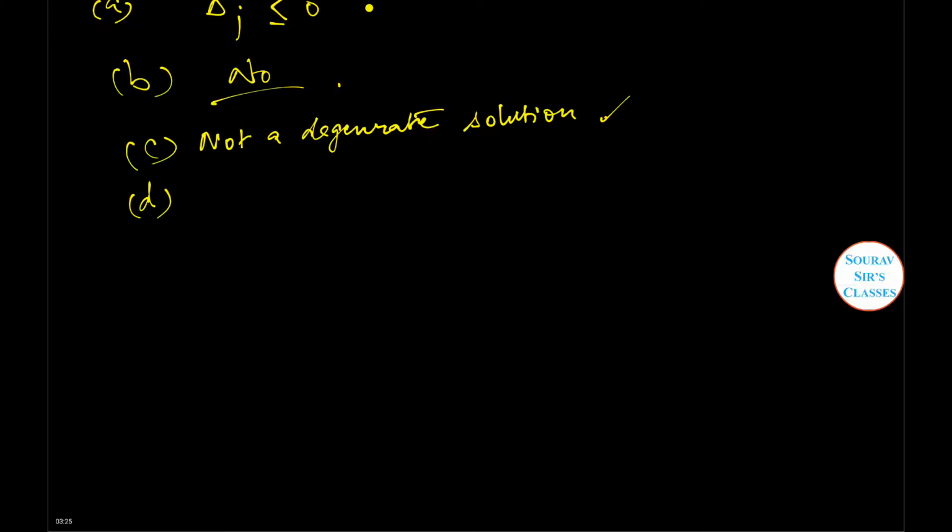The answer is that the solution is of course feasible, because the given solution has no artificial variables in the basis. Hence, yes, the solution is a feasible solution.